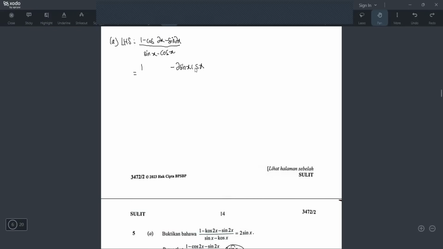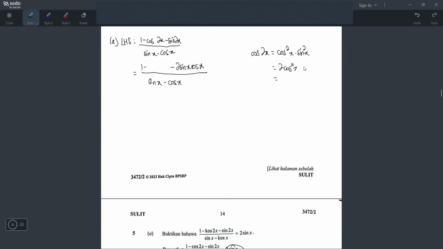Okay, the double angle formula. And then over, sine x minus cos x, I don't think you can do anything with that, so just leave it. Now the problem is the cos 2x, because cos 2x you can convert into three things: cos square x minus sine square x, or 2 cos square x minus 1, or 1 minus 2 sine square x. I'm going to tell you that you should convert to this one, 1 minus 2 sine square. I'll show you why later.